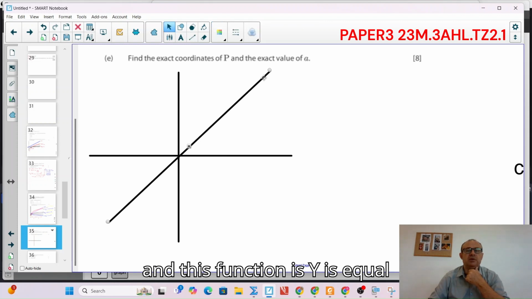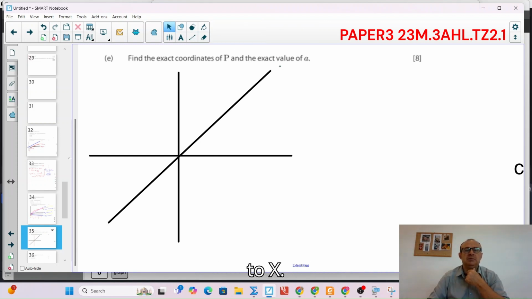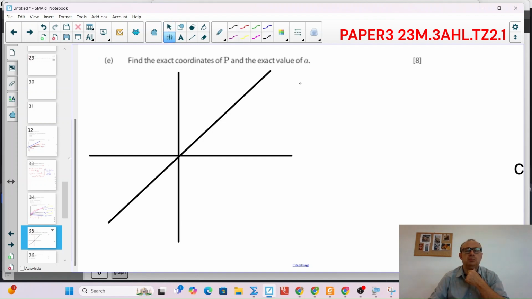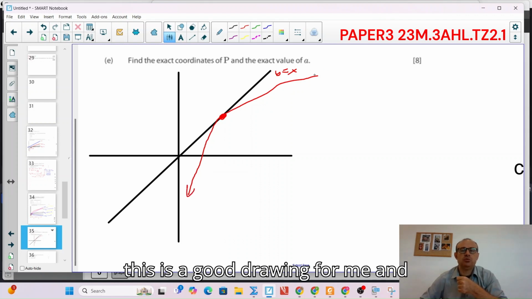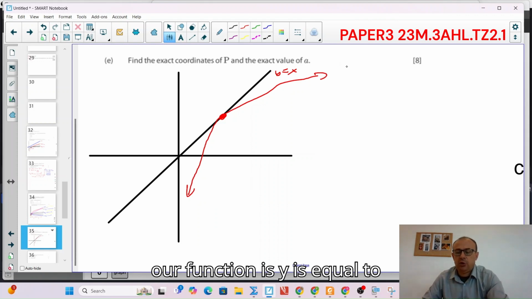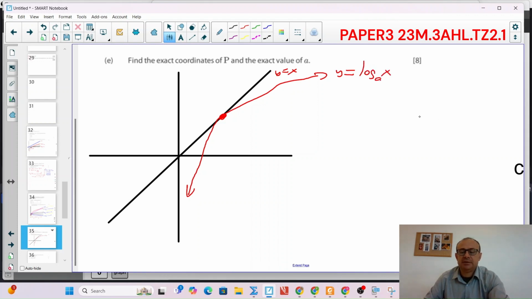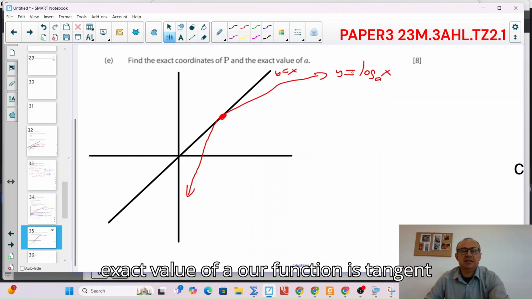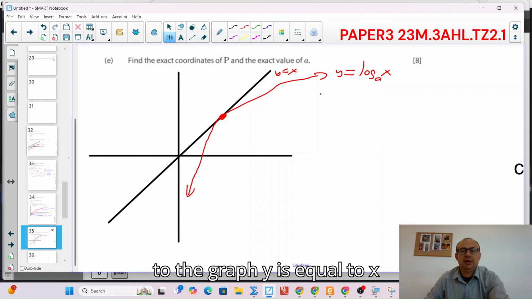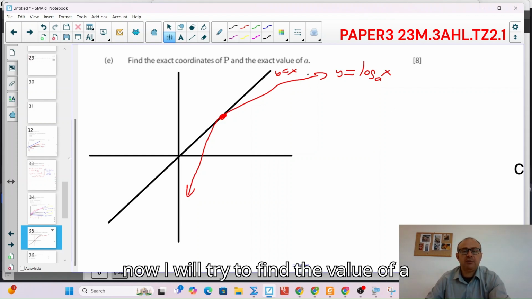This function is y equals x. This time we will deal with, hopefully this is a good graph for me. This is a good drawing for me. And our function is y equals log base a of x. And for an exact value of a, our function is tangent to the graph y equals x. Now I will try to find the value of a.